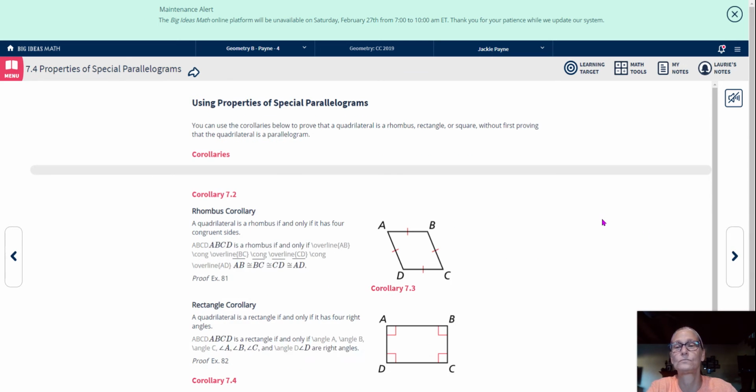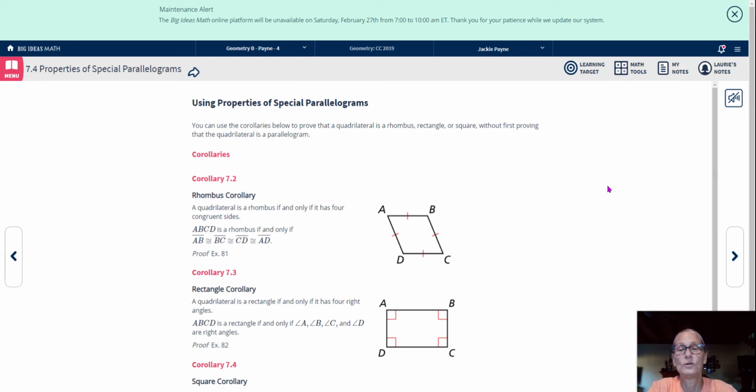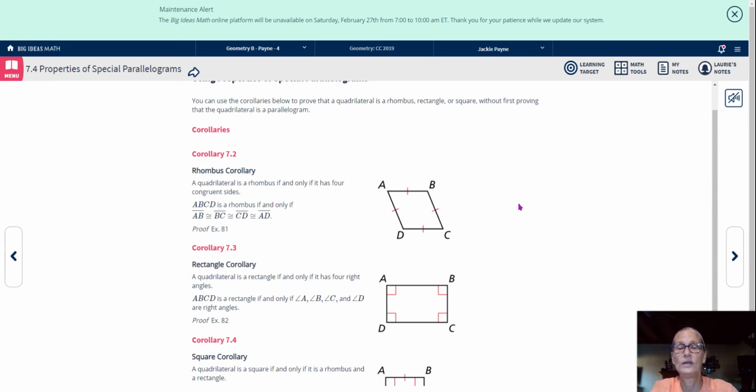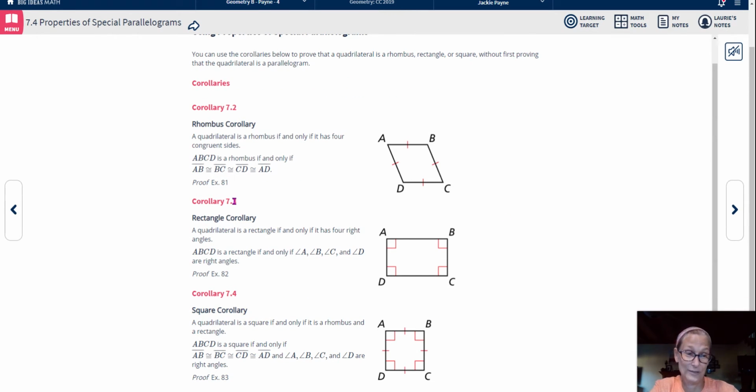And on we go. So we can use the corollaries below to prove that a quadrilateral is a rhombus or is a rectangle or is a square without first proving that the quadrilateral is a parallelogram. So first we've got the rhombus corollary. It's a rhombus if and only if it has 4 congruent sides. So you can see AB is congruent to BC, is congruent to CD, is congruent to AD. There is a proof. It's example 81 in your book if you want to see it.